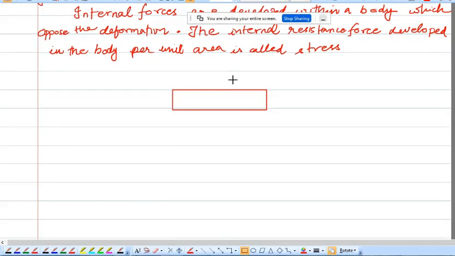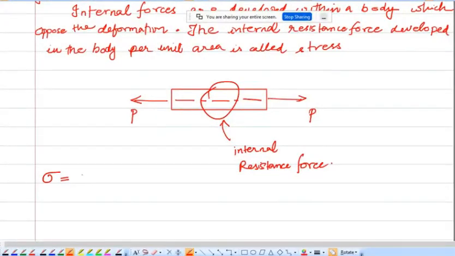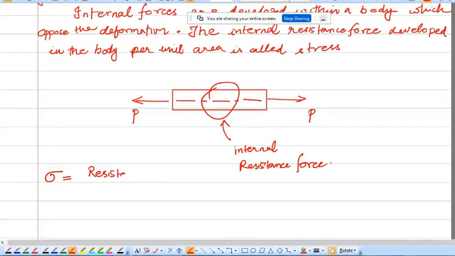So I am having a body as shown in the figure. You are applying a force like this. Due to the application of force, forces are developed within the body. Those forces are called internal resistance force. Stress is denoted by the letter sigma, and it is defined as the internal resistance force per unit area. So what area do you have to take?